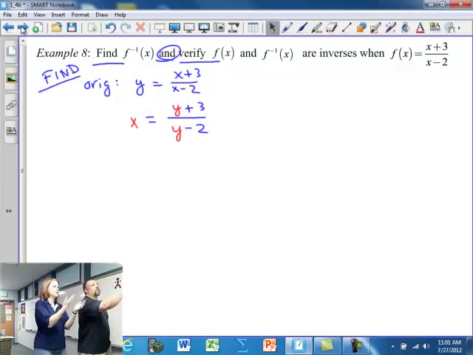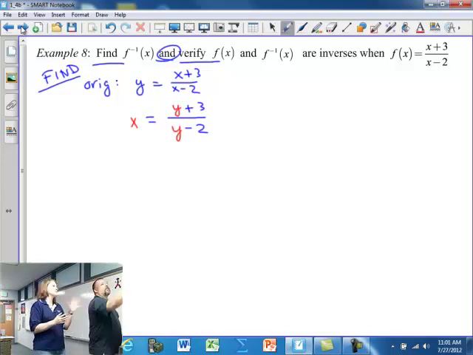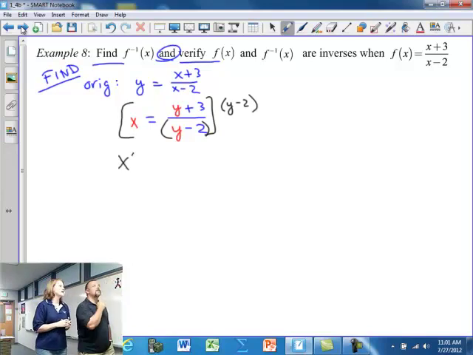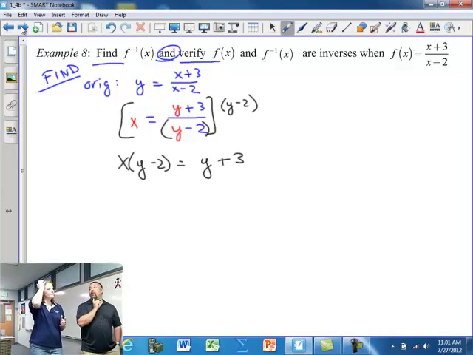Mr. Leckie, in chapter P, we did fractions. We multiplied by the least common denominator. There's only one denominator, y minus 2, so let's multiply both sides by y minus 2. This will get rid of our fractions for us, because we don't really love them. So now you have x times (y minus 2) equals y plus 3.